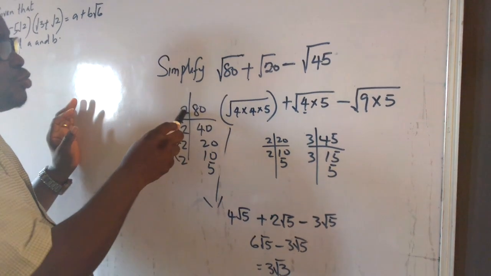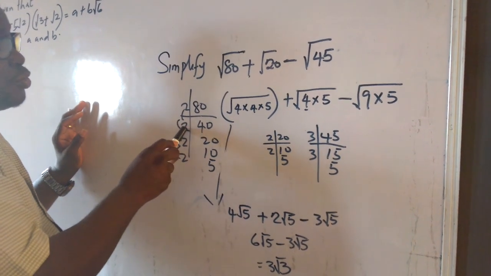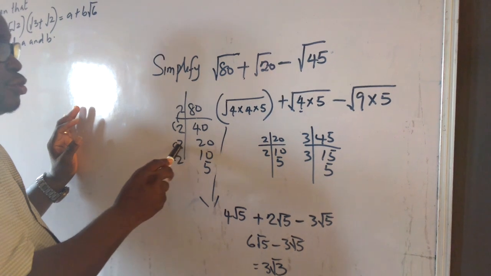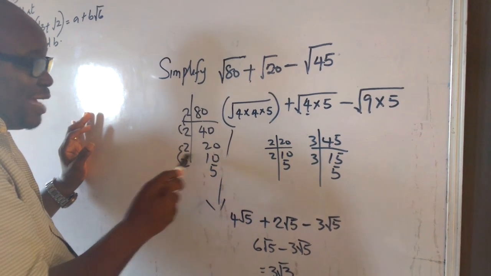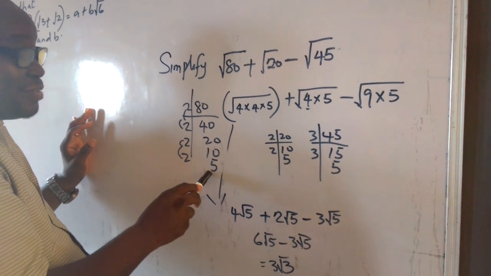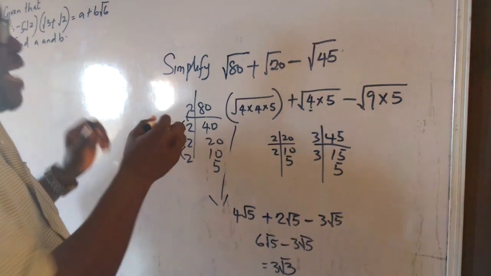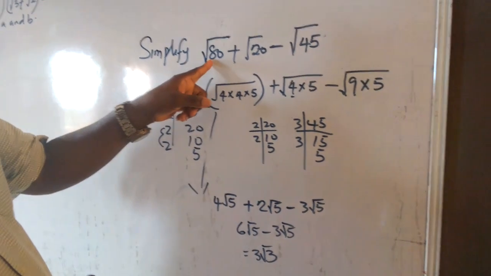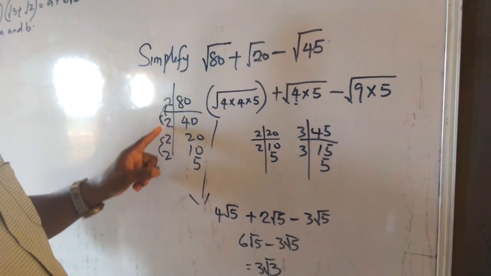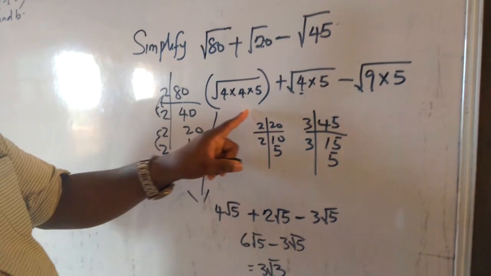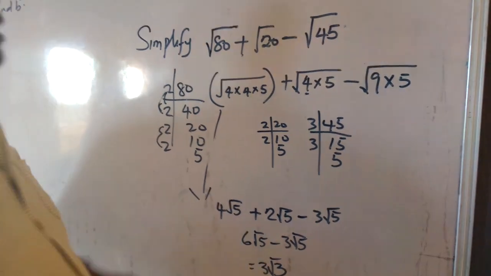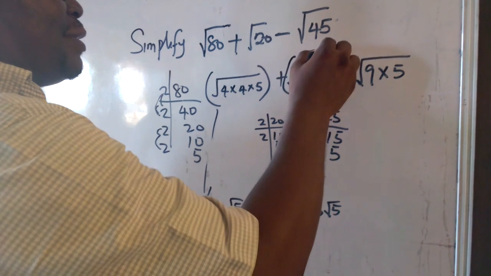So if I say 2 can go in 80, it gives me 40. 2 can go in 40, it gives me 20. 2 can go in 20, it gives me 10. And 2 can go in 10, it gives me 5. It means that if I pair them, root 80 will give me 4 times 4 times 5 in that bracket, plus another bracket.